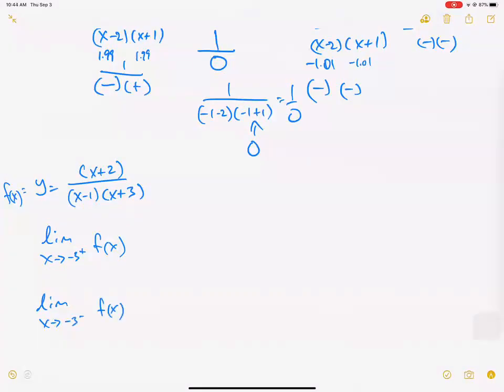We're going to do the same thing over here. The limit as x approaches positive 1 of f of x from the right. The limit as x approaches 1 from the left of f of x. And then the last one is, what's the limit as x approaches negative 2 of f of x. Okay, just throw a fifth one in there.